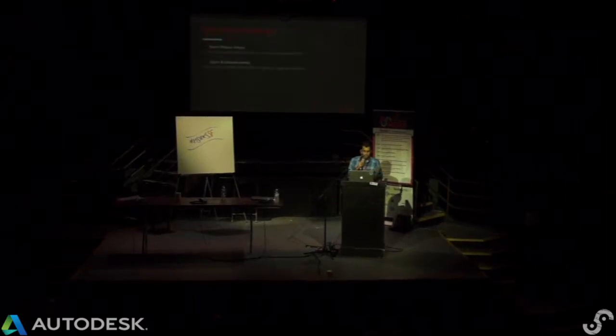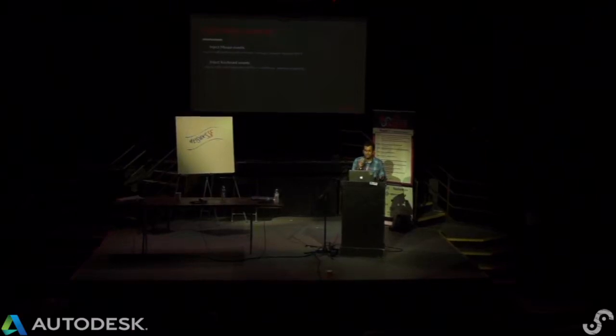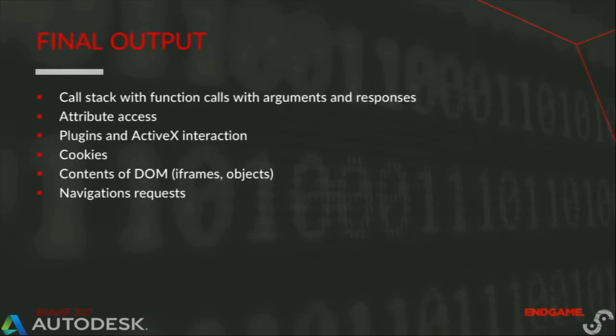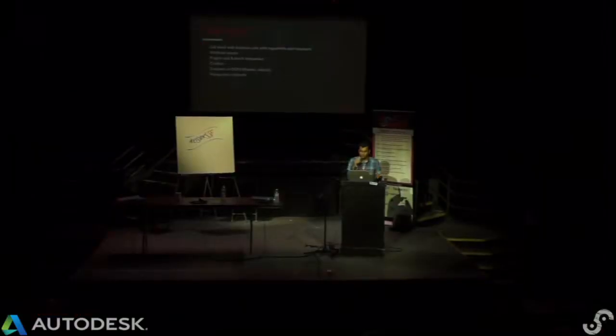That gives us the ability, for good measure, to imitate human behavior. You could regularly insert mouse moves and keyboard events, and look like there's a human element there. So with all that code, and again, this is like 500 lines of hacky code, you have a call stack of whatever happens in a browser. You have the attribute accesses over this call stack. We get to see what plugins and what ActiveX the browser is looking for.